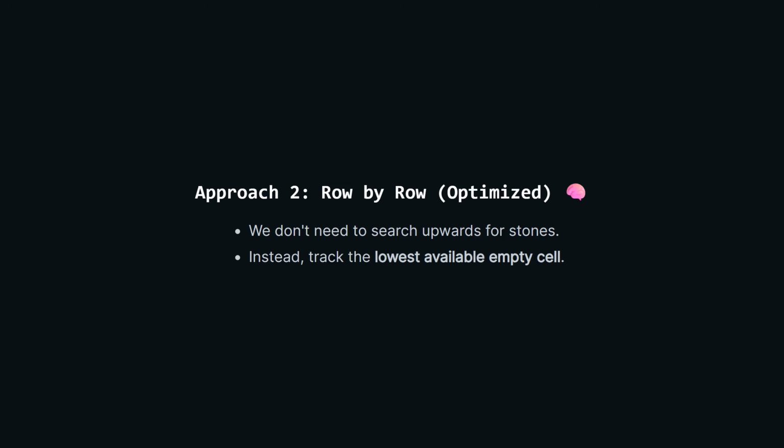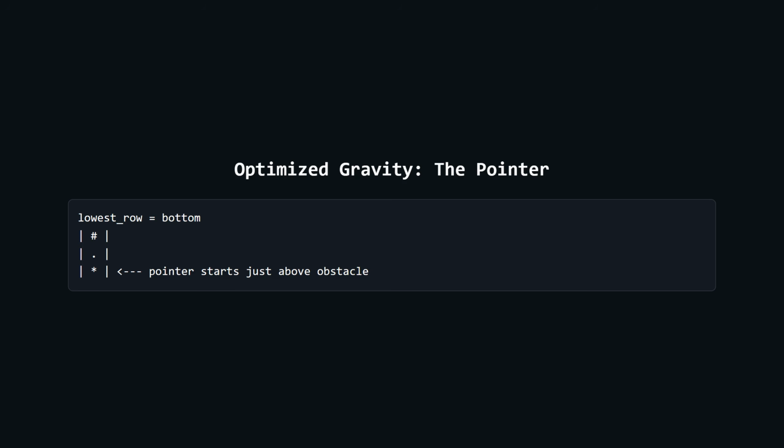For our second approach, we optimize the gravity step. Instead of finding an empty space and then scanning upwards for stones, what if we just scan upwards once? We can keep track of where the lowest available empty cell is at all times. We process each column from bottom to top. We create a pointer to remember the lowest empty cell.